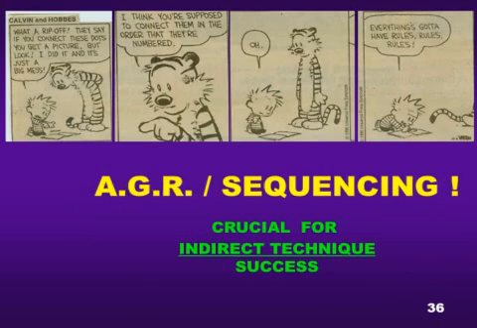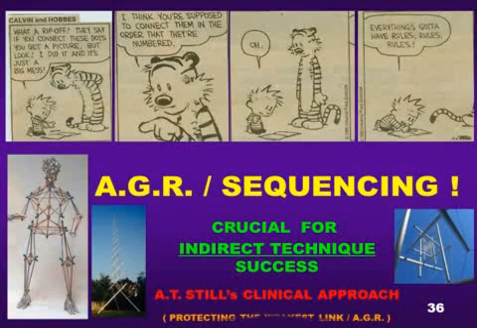See, and is that why sequencing and finding the area of greatest restriction is so important? And that was crucial to Still's success.